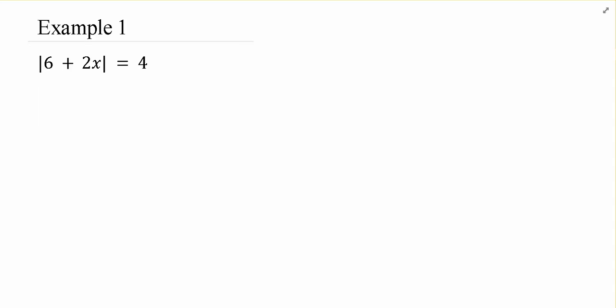Look at our first example. As we look at this example, absolute value of 6 plus 2x equals 4, we want to ask ourselves those two questions. Do we have an absolute value by itself on one side? And yeah, our left-hand side is just an absolute value. Yes, it has stuff on the inside, but what we care about is the absolute value of something by itself on the left side. Is the right side a non-negative number? Well, yes, 4 is a non-negative number.